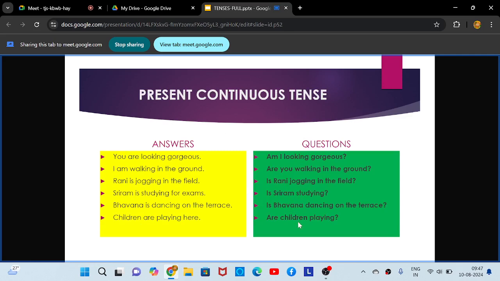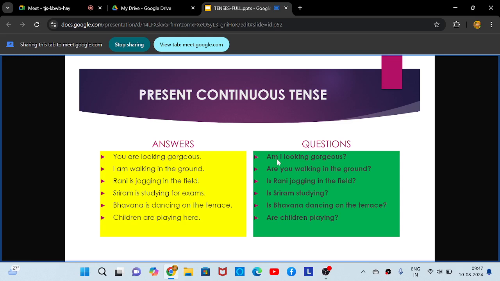Okay, I am reading the questions now. First, am I looking gorgeous? Are you walking in the ground? Is Rani jogging in the field? Is Sriram studying? Is Bhavana dancing on the terrace? Are children playing? So, in these examples, it is very clear that all are in present continuous tense.